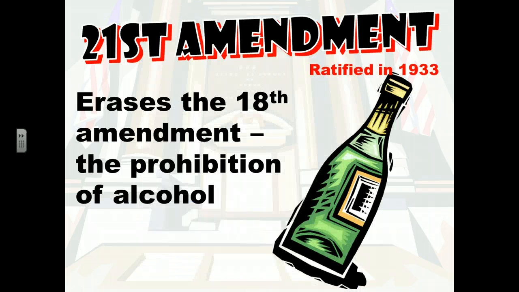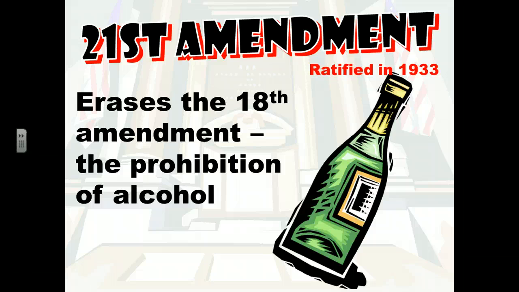All right, so we talked about the Prohibition Amendment earlier. Well, in 1933, they decided that this was not going very well, so they decided to basically erase the 18th Amendment with the 21st Amendment. So this ended the prohibition of alcohol in the United States. So again, this amendment doesn't really do anything other than wipe out a previous amendment.